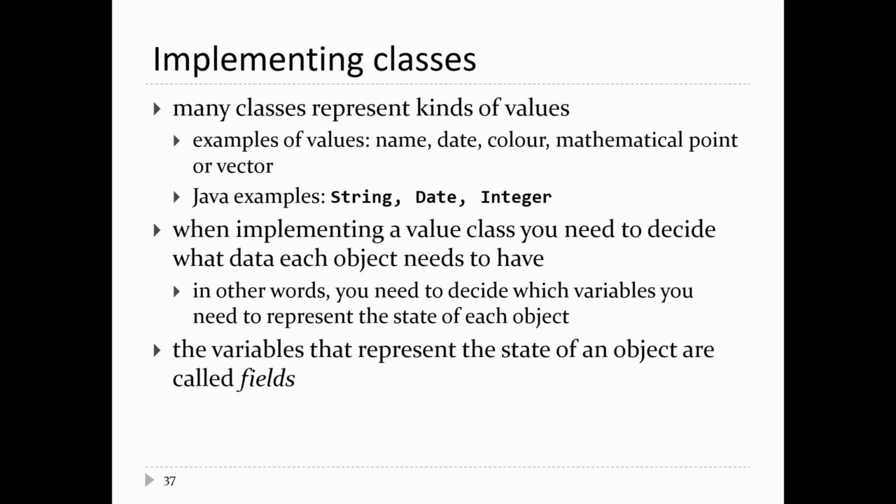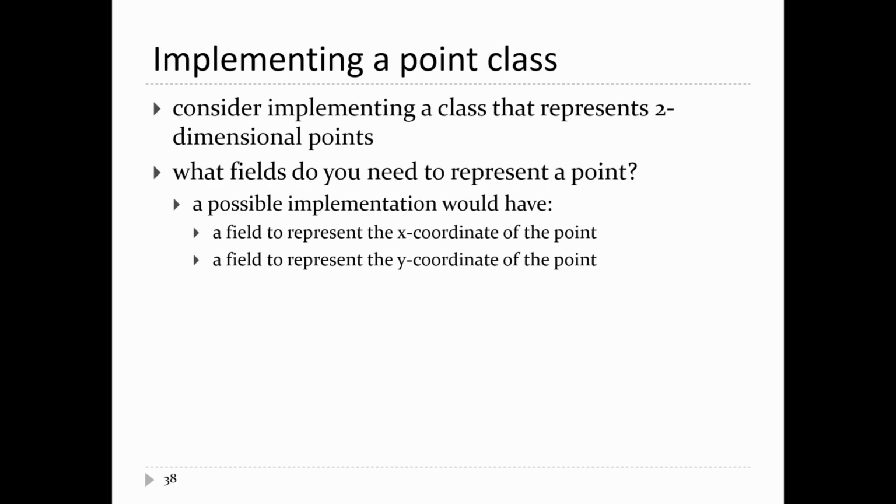When you implement a class, you have to decide what information your objects need. Once you've decided what information your objects need, those typically become the variables belonging to your class. So the idea here is you need to decide what variables you need to represent the state of every object. Those variables are called fields in Java. That's not the object-oriented programming term. In object-oriented programming in general, they're called attributes. Java calls them fields.